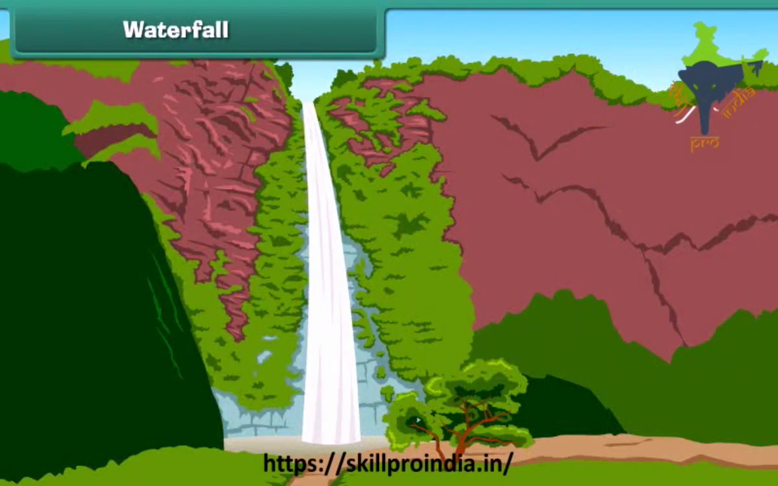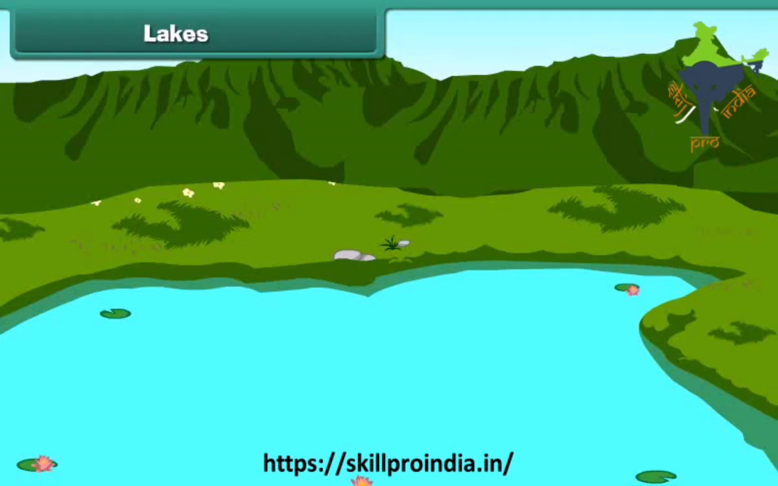Friends, do you see the beautiful waterfall? Wondering what is a waterfall? Actually, the water of a river or a stream falling from a height like a mountain or a hill becomes a waterfall. Friends, now look at this. This is a lake. A lake is a large water body surrounded by land.